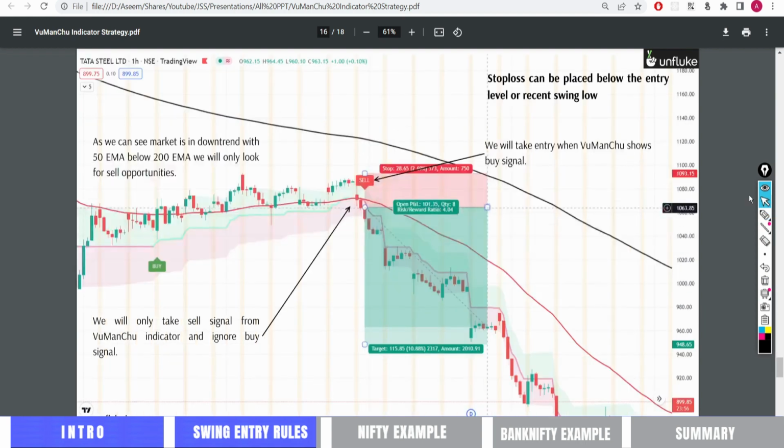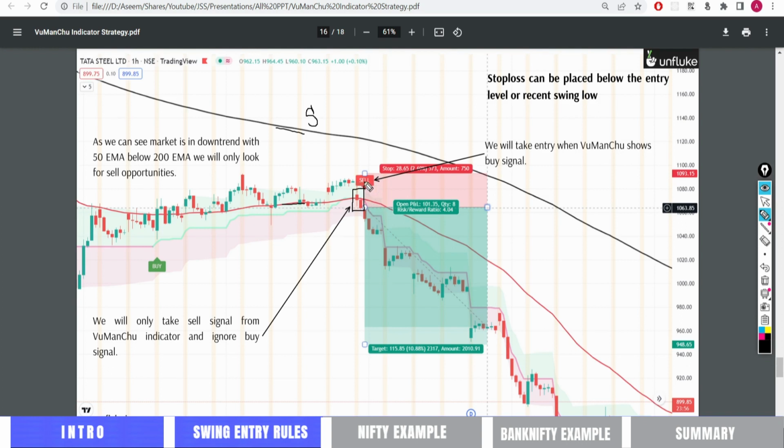Let's probably take one more example before we see some live examples on Nifty and Bank Nifty as well. And this time you can clearly see a very perfect example. You can see that the 50 moving average is below the 200 moving average. So my first condition is satisfied. I'm looking for a sell trade only.